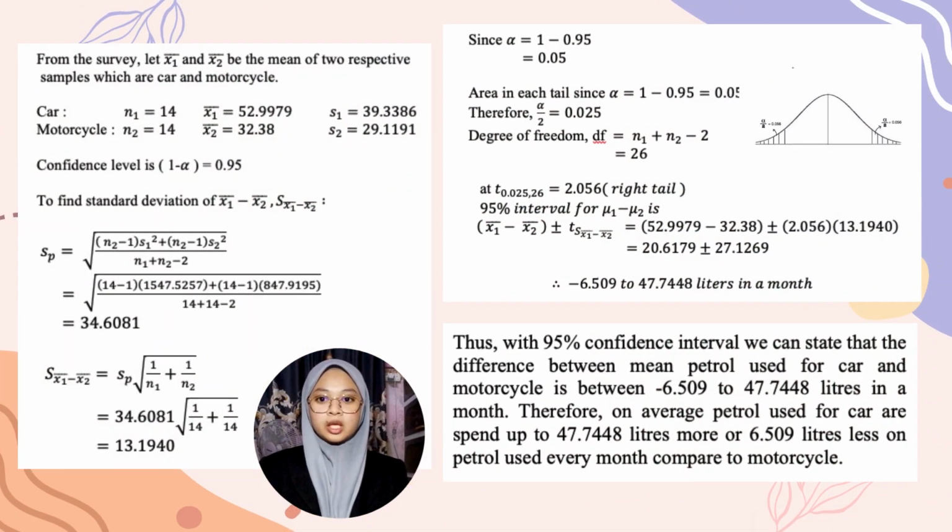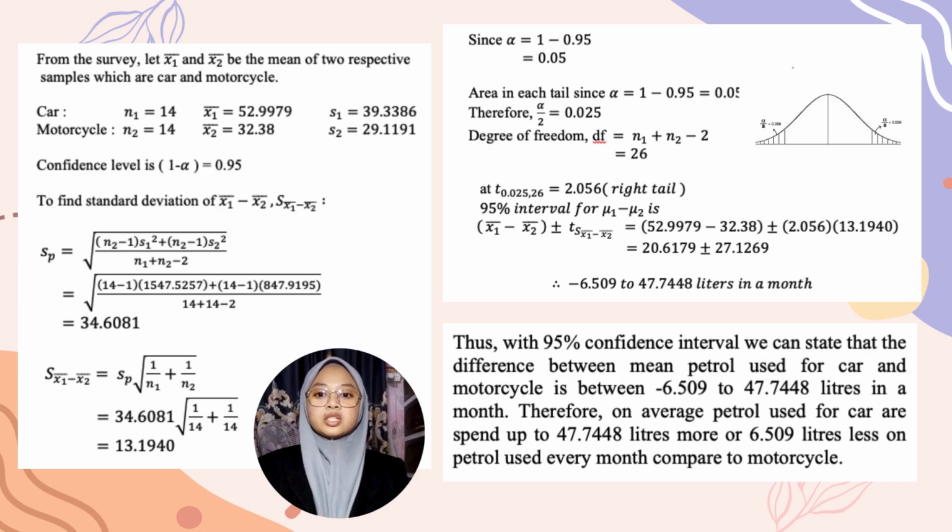From the survey, let X1 bar and X2 bar be the mean of two respective samples, which are car and motorcycle. For car, N1 is equal to 14, X1 bar is equal to 52.9979, and the standard deviation is equal to 39.3386. For motorcycle, N2 is equal to 14, X2 bar is equal to 32.38, and the standard deviation is equal to 29.1191. The confidence level is 1 minus alpha equal to 0.95.